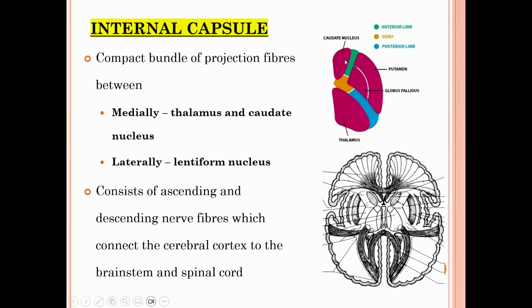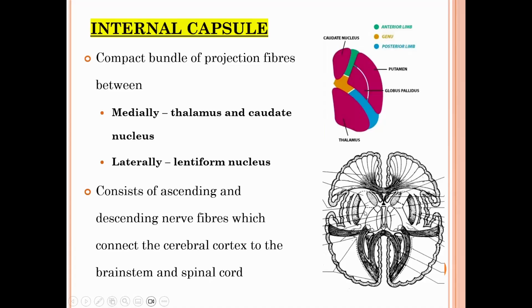I already told you that the caudate nucleus, and combinedly the putamen and globus pallidus, which are known as the lentiform nucleus. So the lentiform nucleus and caudate nucleus form the basal nuclei or basal ganglia, also known as the corpus striatum, and this is the thalamus, which belongs to the diencephalon. Okay, so the location of the internal capsule is medially the caudate nucleus and thalamus, and laterally the lentiform nucleus, which consists of globus pallidus and putamen. They consist of ascending and descending nerve fibers which connect the cerebral cortex with the brain stem and spinal cord.